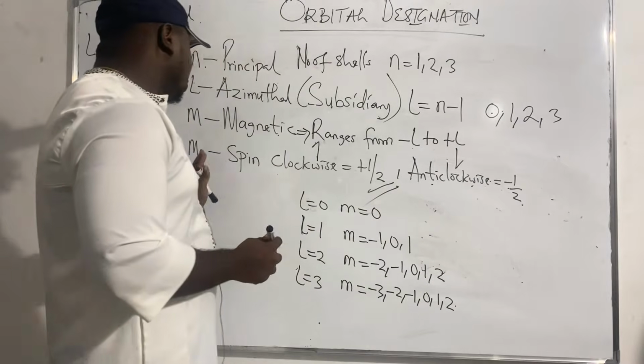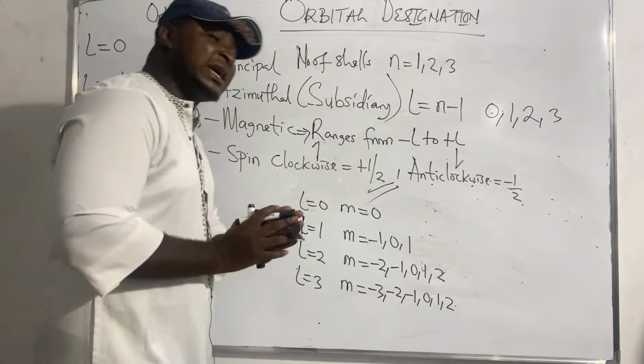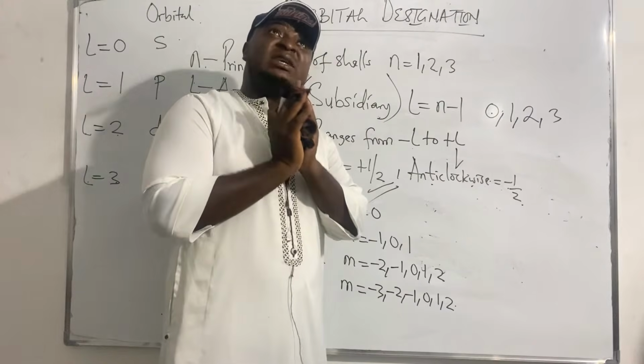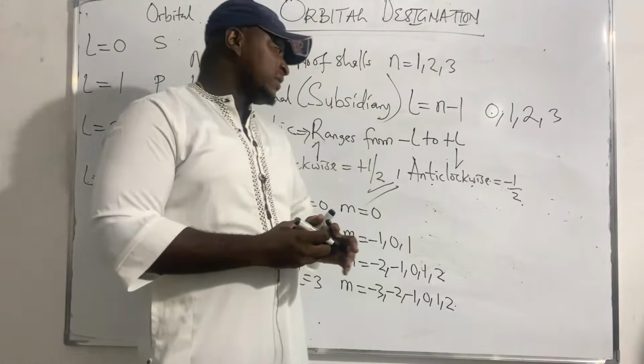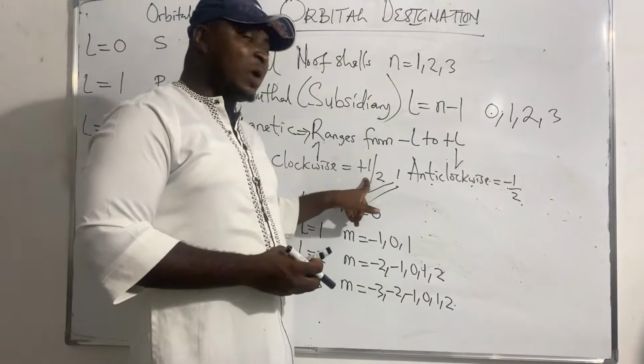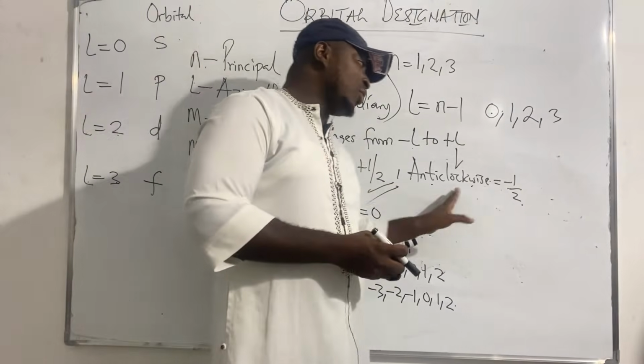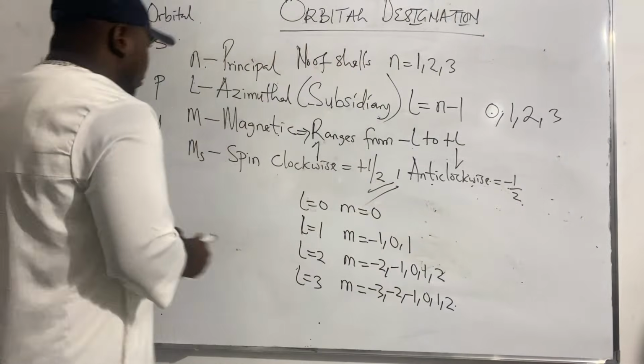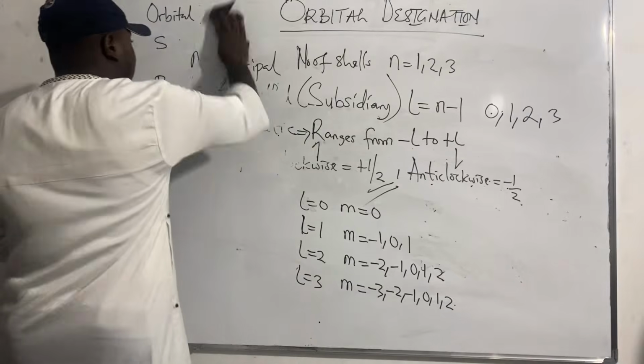The spin quantum number does not do much. It just tells us the orientation of the electron in the block. Is it facing up or is it facing down? If it is facing up, we call it clockwise, plus half. If it's facing down, anti-clockwise, minus half. Please take notes.